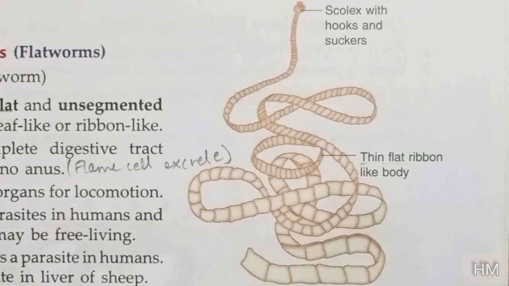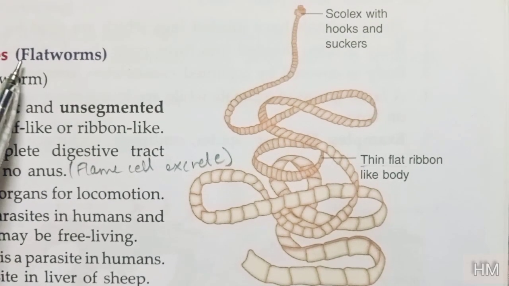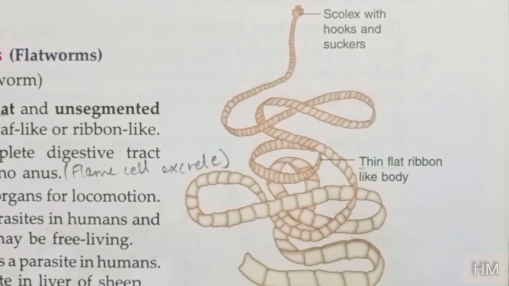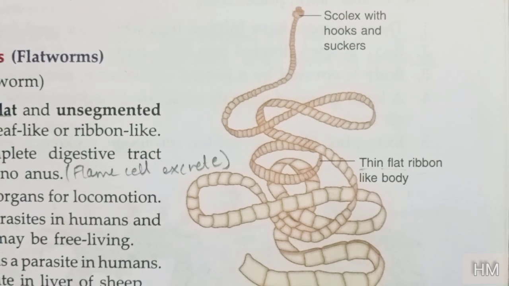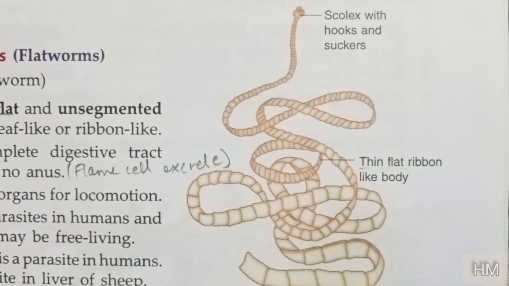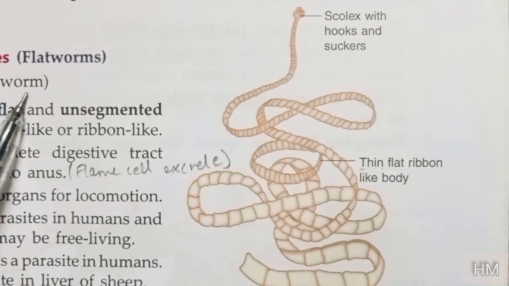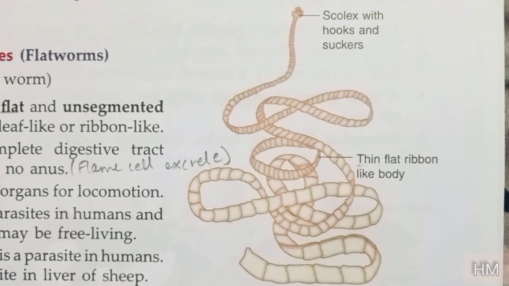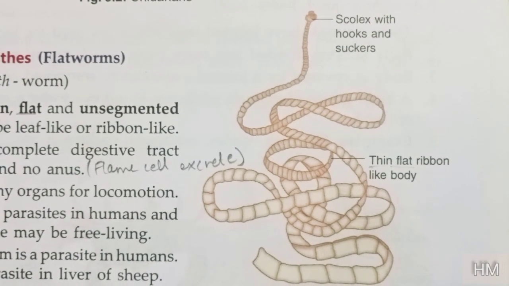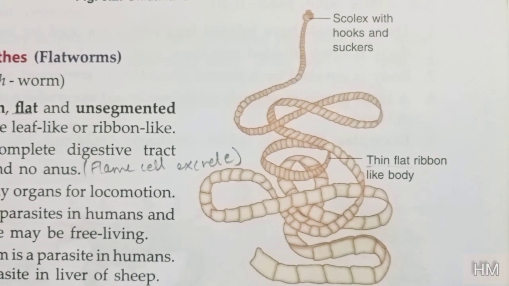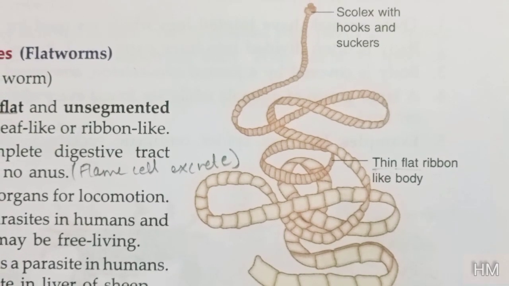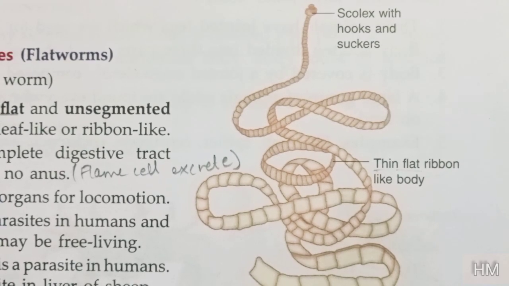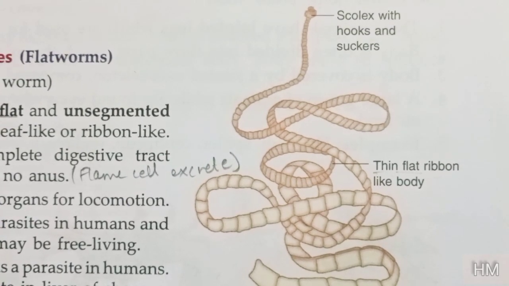Our next phylum is phylum Platyhelminthes. That is, all the flatworms belong to the phylum Platyhelminthes. The word Platy itself is telling you it's flat. Helminthes means worms. Here, as an example, a tapeworm is shown. Basically, animals belonging to the Platyhelminthes have a thin, flat and unsegmented body, which could be leaf-like or ribbon-like.